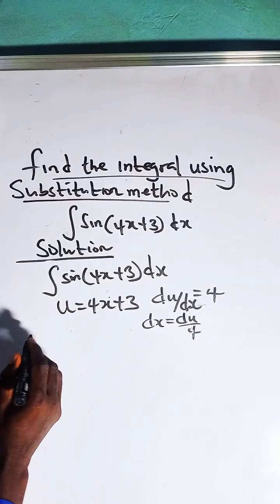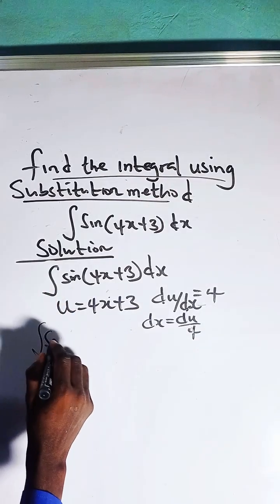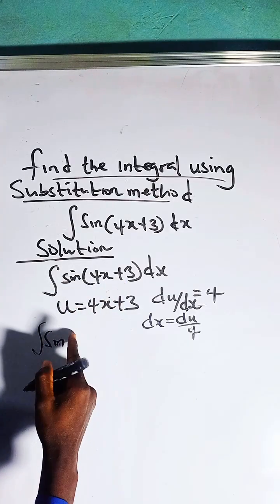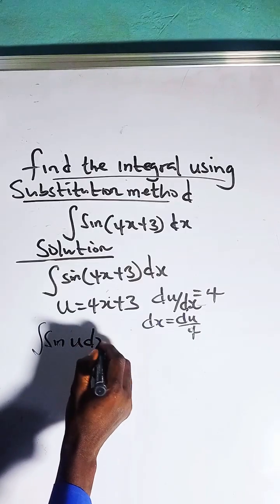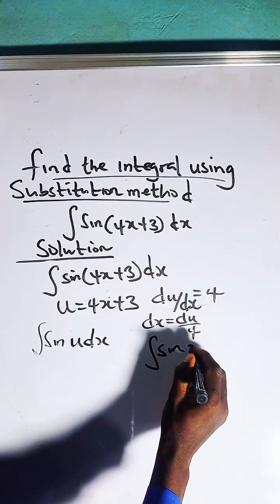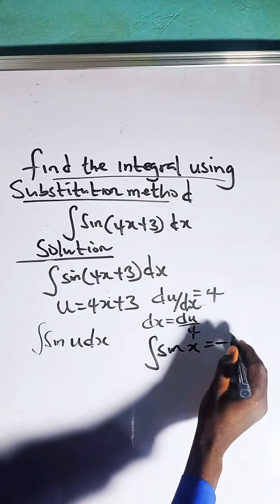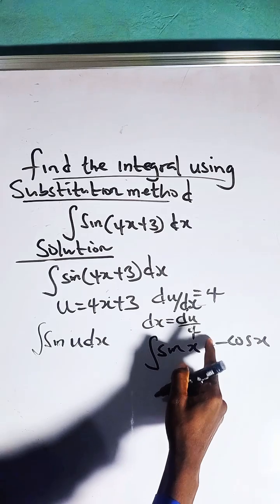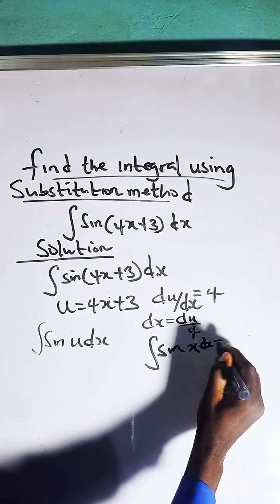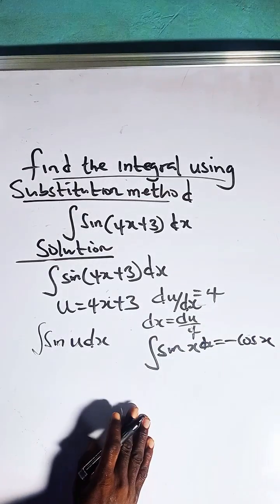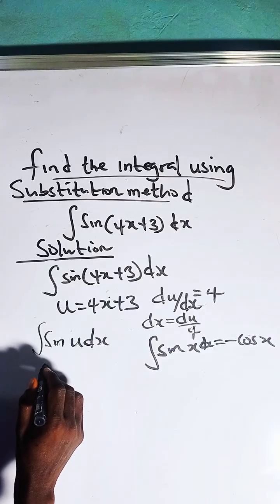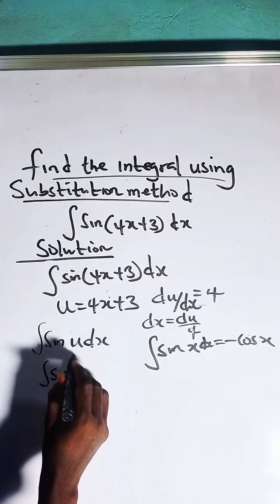So let's come back here. We have the integral of sin. Since we have 4x + 3 to be u, let's replace it as sin u dx. Integrating sin, we have it as minus cos, with respect to the variable. So we have it as minus cos.